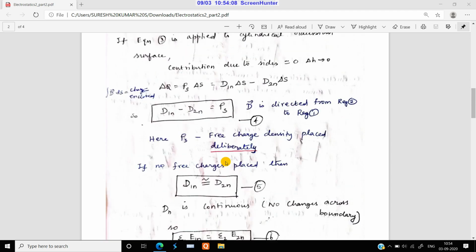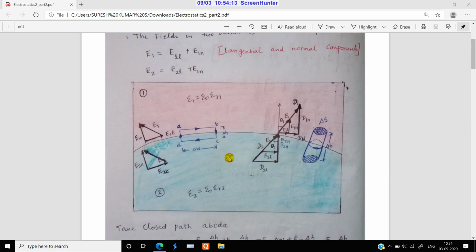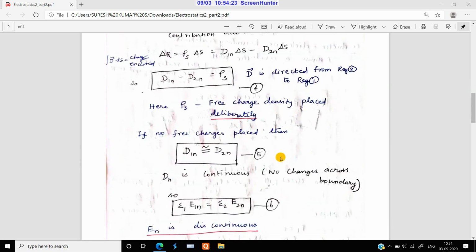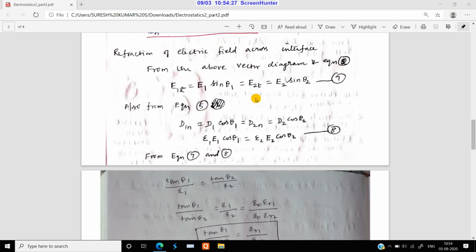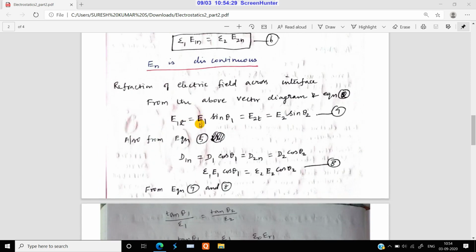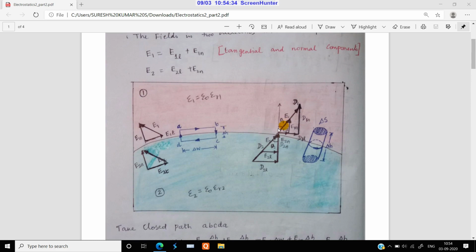So from this definition, we can also define the refraction of the particular mediums. You can take this particular diagram. Here we have notified theta 1 and theta 2 angles. So from this angle, we can notify that E1t is equal to E1 sin theta 1, because here the angle is theta 1.